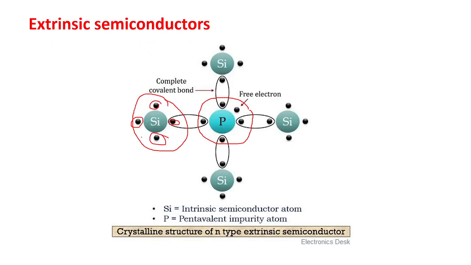So if I see the silicon, it has 4 electrons in its outer shell, and then we are taking an external element P.